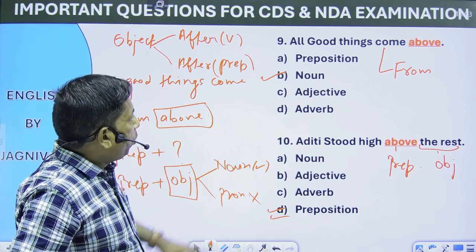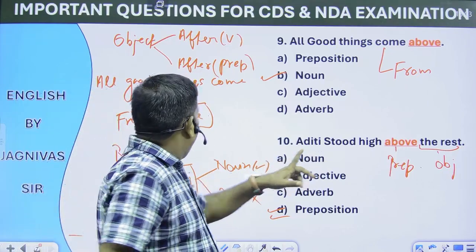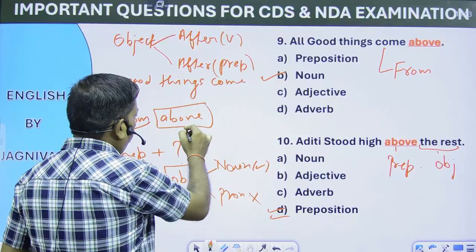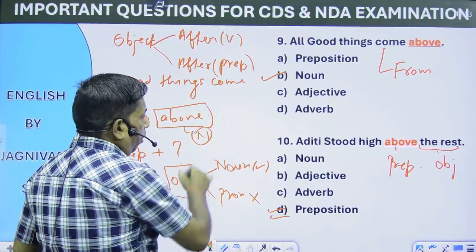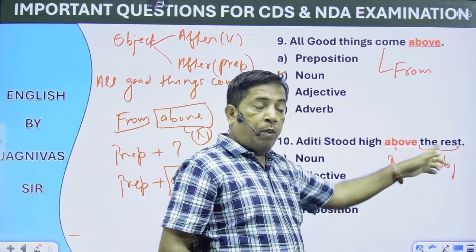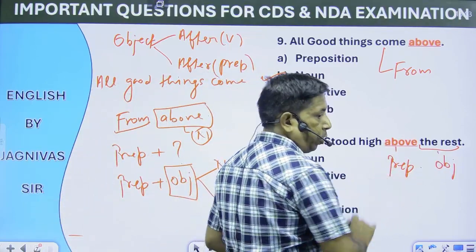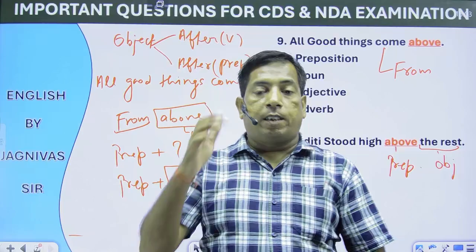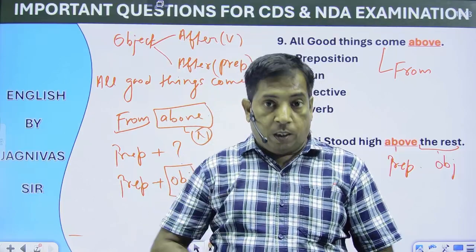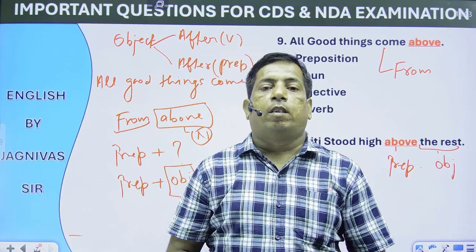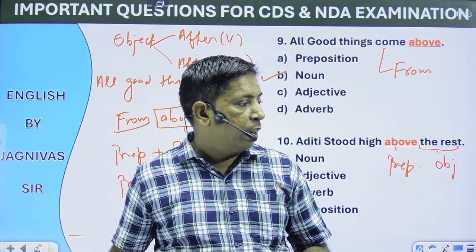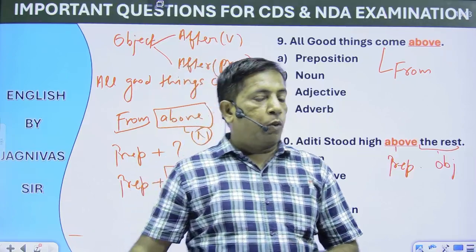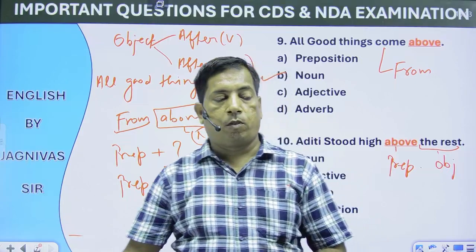Now you can see in both the sentences. Here above comes after the preposition, so it becomes a noun. But in this sentence, above comes before a noun, so it becomes a preposition. So in these 10 sentences, I want to tell you that the use of words in a sentence depends on the part of speech, and until and unless you know the part of speech, you can make a sentence wrong. Okay, students?